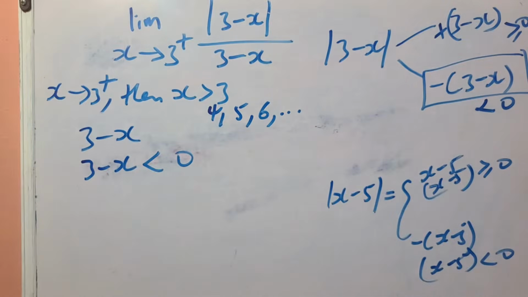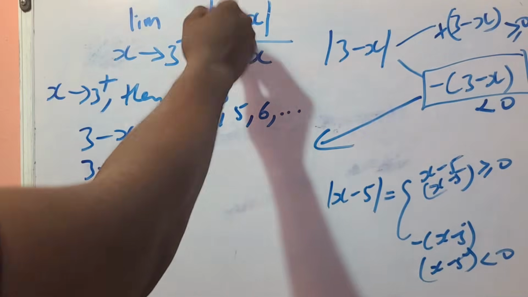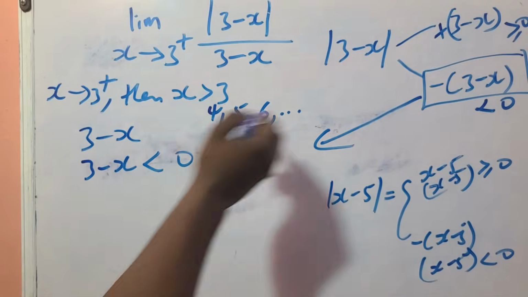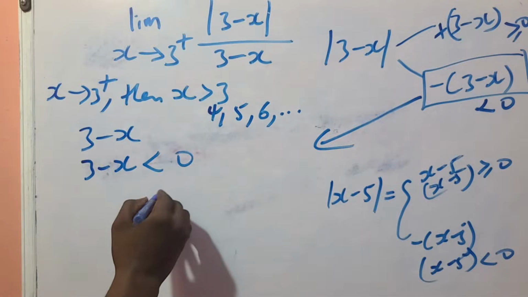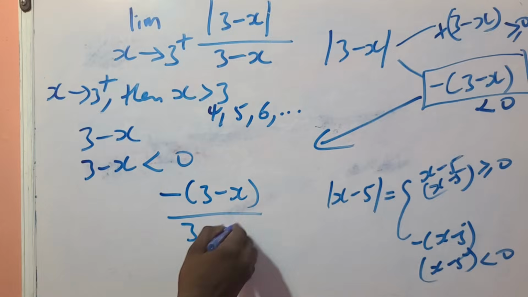So we are going to be using this for this. So this whole thing now will be minus 3 minus x over 3 minus x.